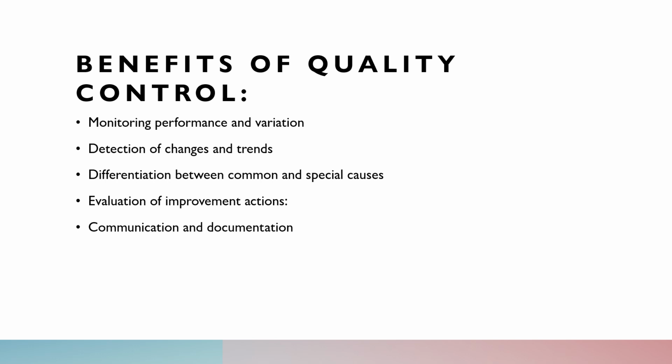Number 2. Detection of changes and trends. Control charts can detect any changes or trends in the data that may impact quality. This early identification allows for timely intervention and corrective actions.